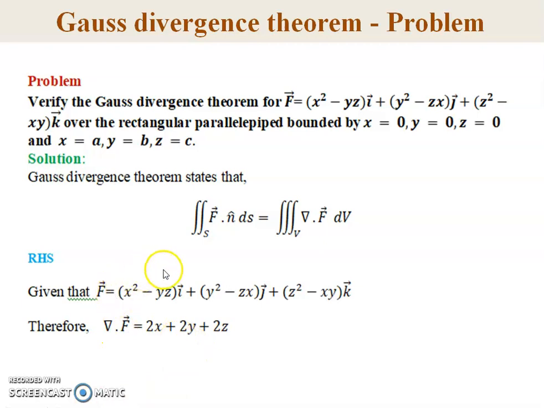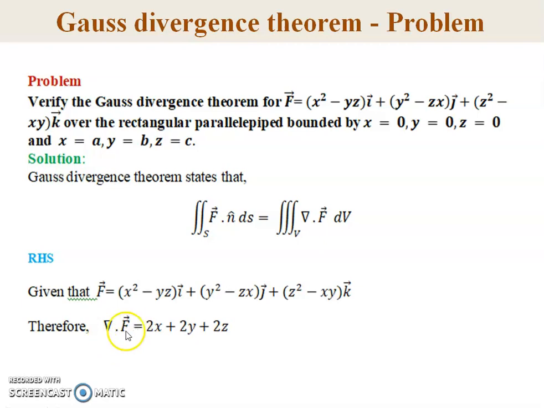First we differentiate the i component with respect to x. X² becomes 2x, and the other term becomes 0. Don't put the i vector. Then differentiate the j component with respect to y, it becomes 2y, and the other term becomes 0. Don't put the j vector. Similarly, differentiate the k component with respect to z, it becomes 2z, and the other term becomes 0, therefore simply 2z. So what is del dot F vector? 2x plus 2y plus 2z.